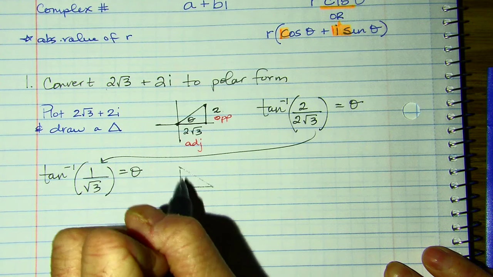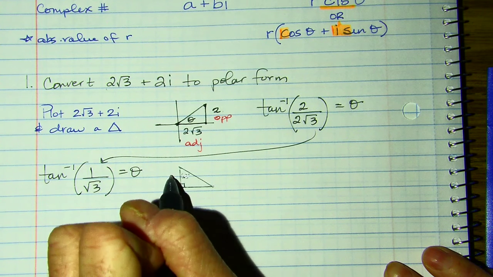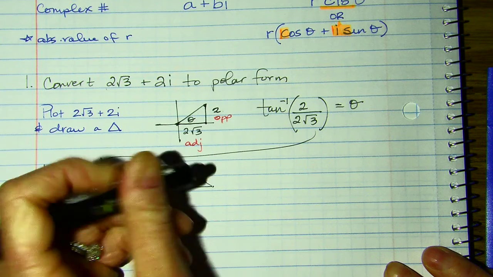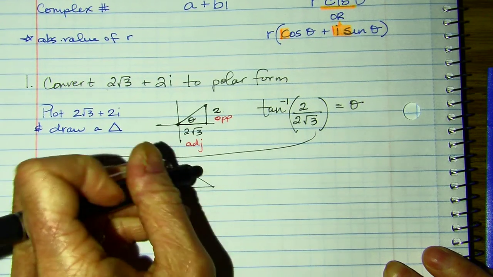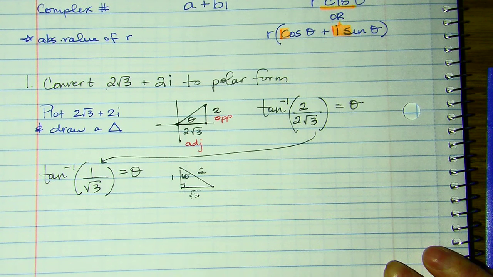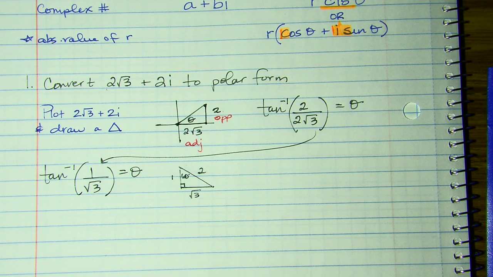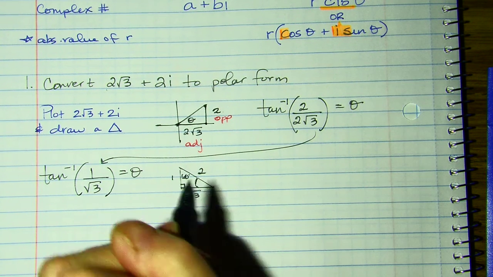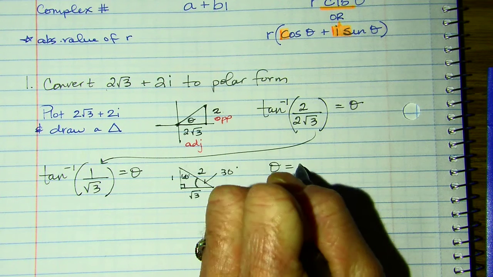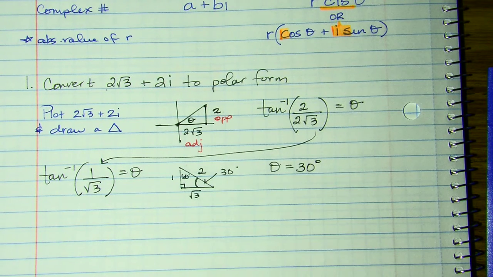So if this is 90, this would be 60. So I have 1. The hypotenuse is... sorry, no, it's not. Why did I write that? My hypotenuse is 2. My long leg is root 3. So which angle, the 30 or the 60, has a relationship of 1 over root 3? Well, that would be this angle here of 30 degrees. So theta equals 30 degrees.